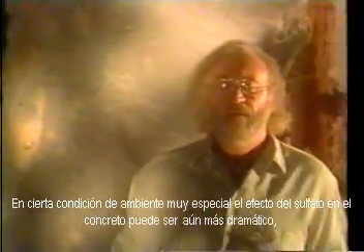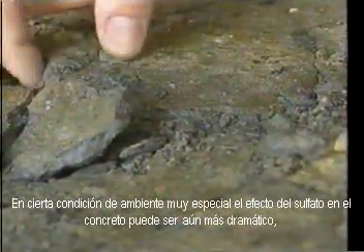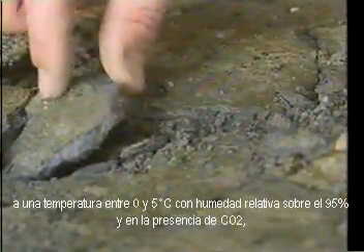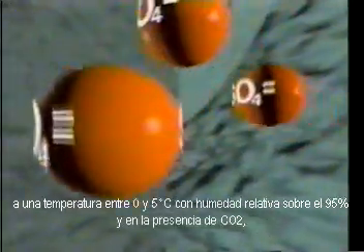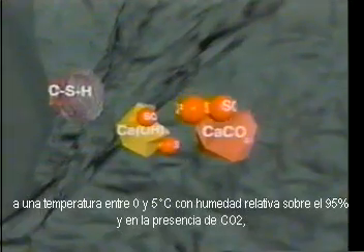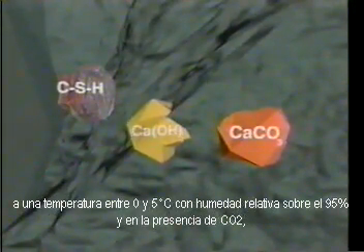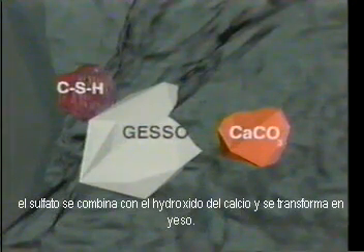In certain very special environmental conditions, the effect of the sulfate on the concrete can be even more dramatic. At a temperature of between 0 and 5 degrees Celsius, with relative humidity of over 95%, and in the presence of carbon dioxide, the sulfate combines with calcium hydroxide and transforms it into gypsum.